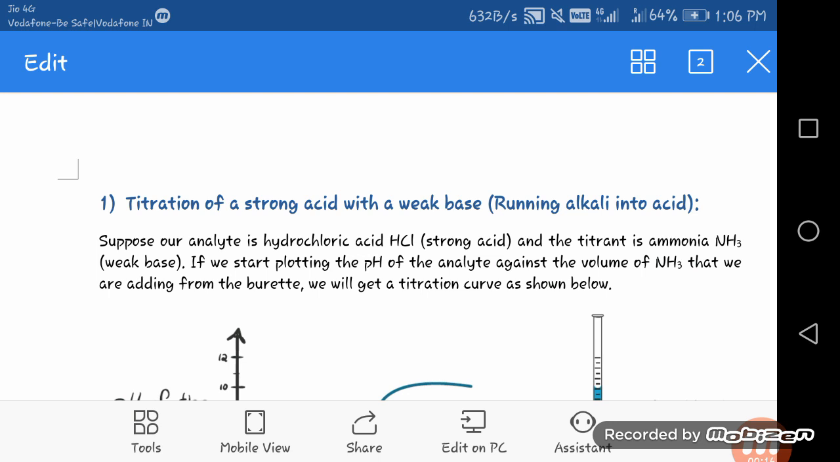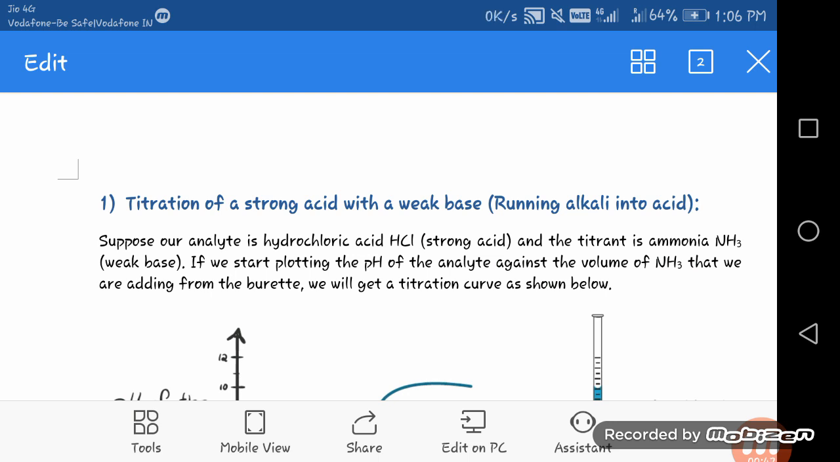What is titration? A titration is a technique where a solution of known concentration is used to determine the concentration of an unknown solution. Typically, the titrant, the known solution, is added from a burette to a known quantity of the analyte. The unknown solution is known as the analyte, until the reaction is completed.